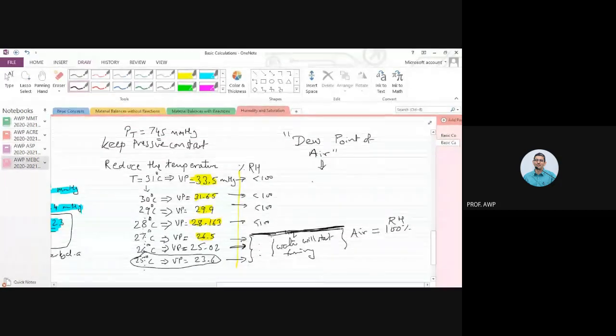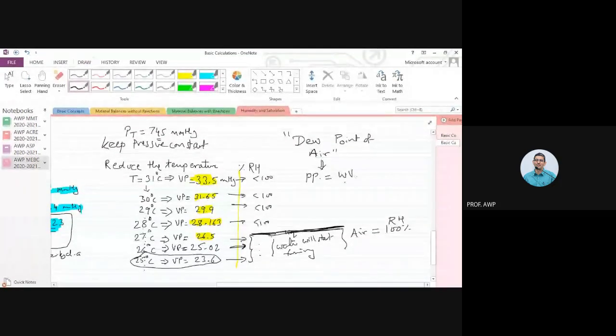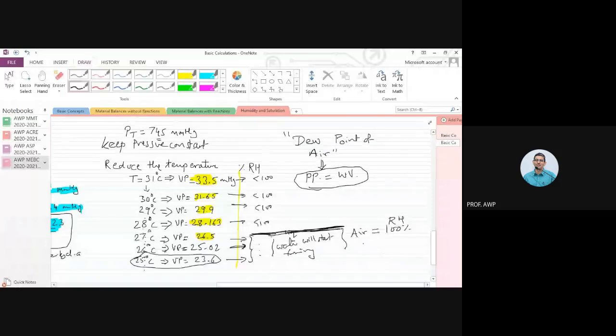And once that dew point is reached, partial pressure becomes equal to vapor pressure. And anything below that, partial pressure will always be equal to vapor pressure. That's the maximum amount of water vapor that can be accommodated in the air. Whatever else is over and above that will start condensing.